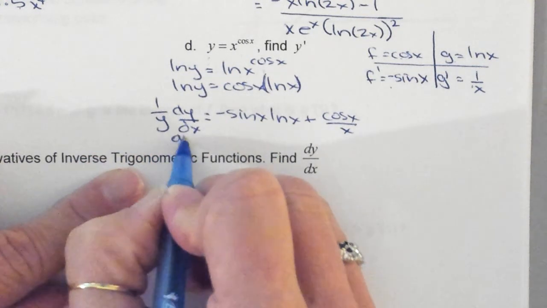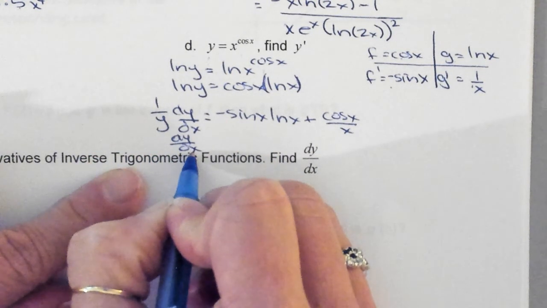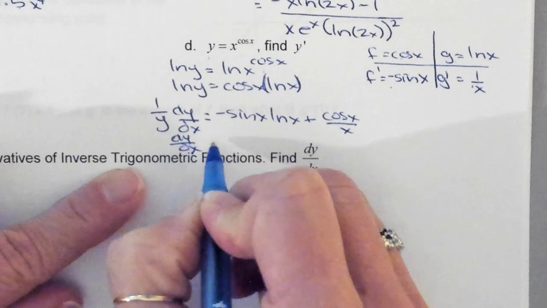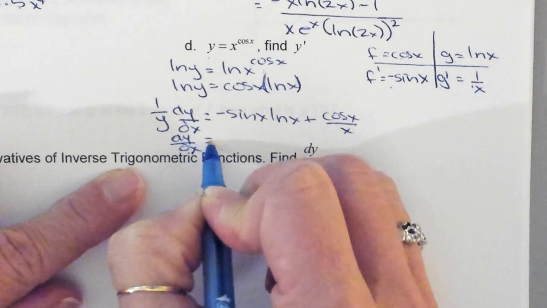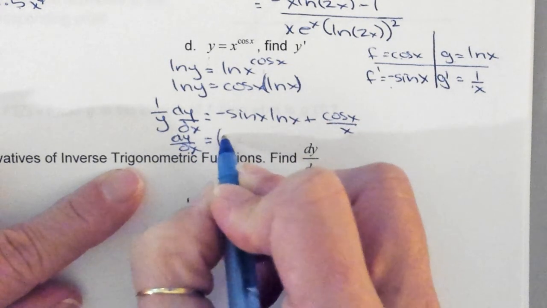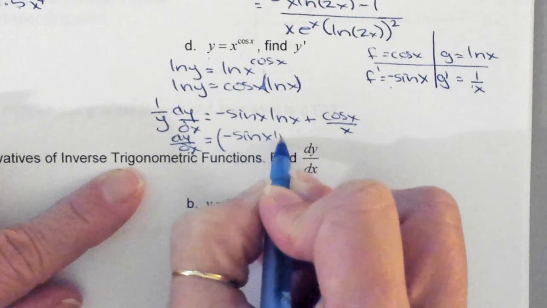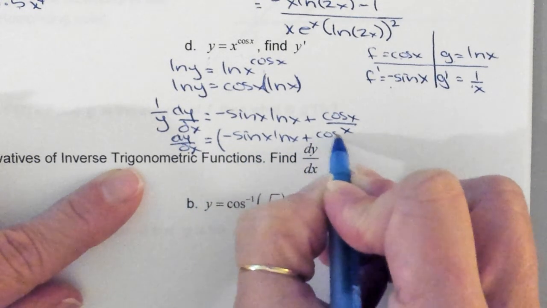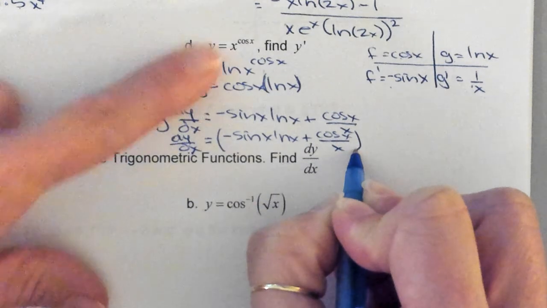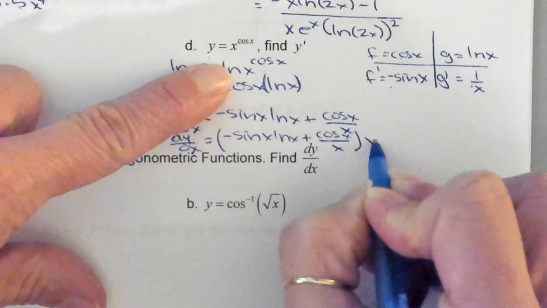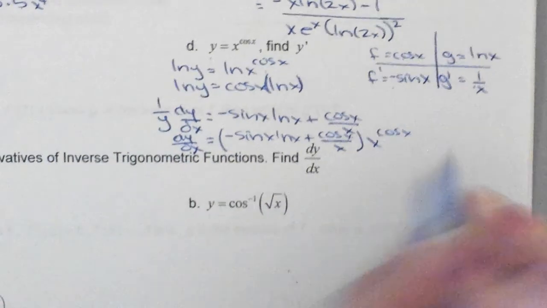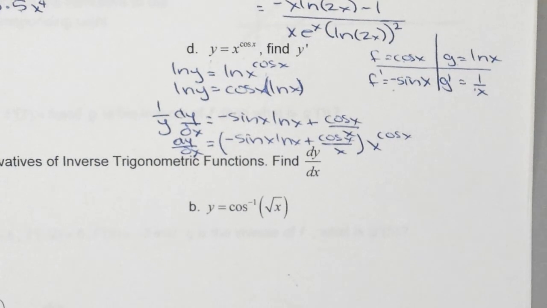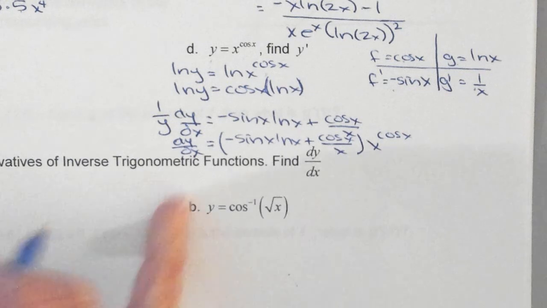So we have dy/dx is equal to the quantity of negative sine of x, ln of x, plus cosine of x over x. And this whole thing is times my original problem, which is x to the cosine of x. It's very ugly, but it's the answer. Questions?